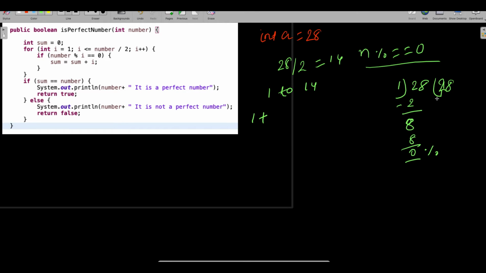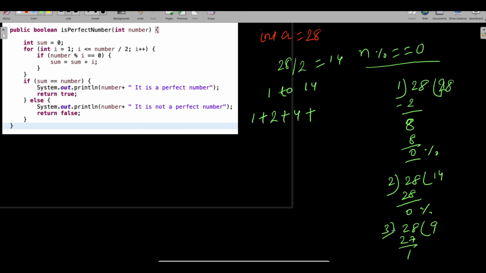Then divide by 2. 28 divided by 2 is 14. 2 times 14 is 28, so the modulus is again 0. So add 2. Now divide 28 by 3. 3 times 9 is 27, so the remainder is not 0. Do not add that. Divide by 4. 7 times 4 is 28, so 0 comes. Add 4. Divide by 5. There will not be a 0.